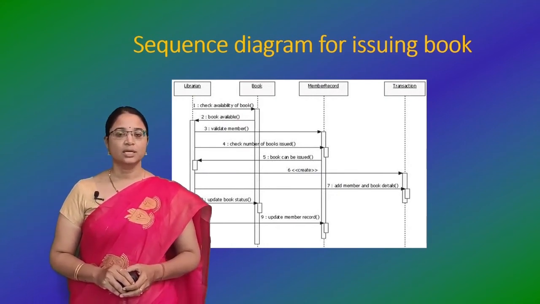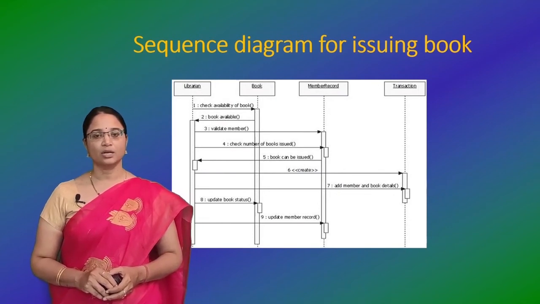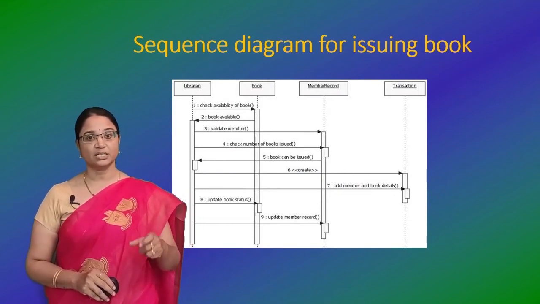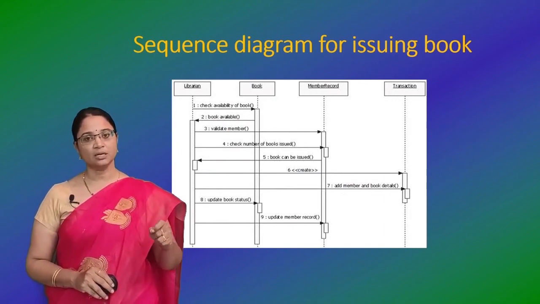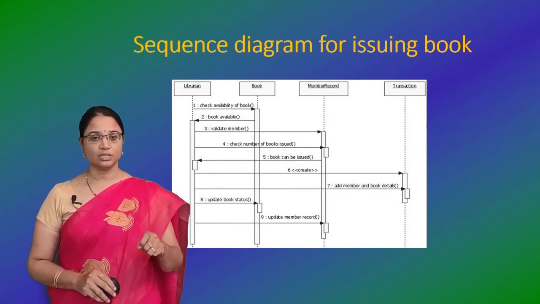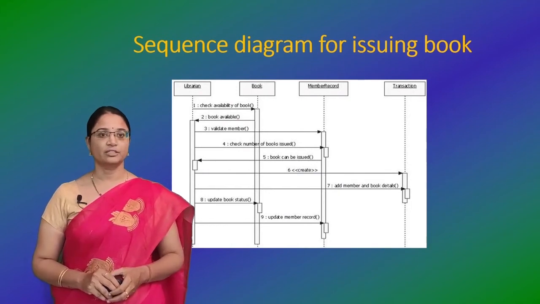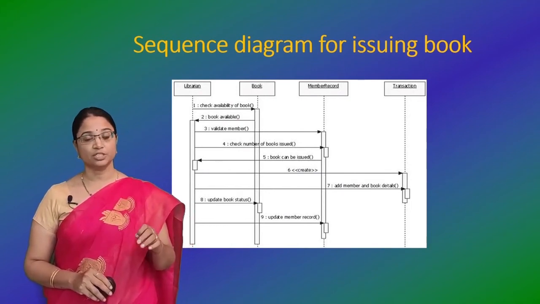So see here, he'll check whether the book is available or not. Once the book is available, that will be checked in the book database. So he'll validate the member, whether he is a valid member of this college or school or not. He'll verify it. He'll check the number of books issued.